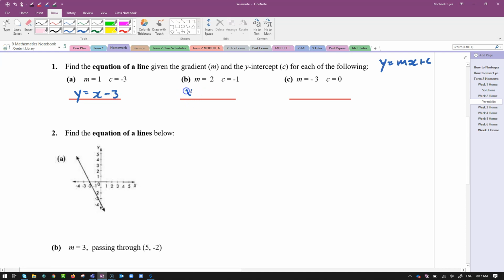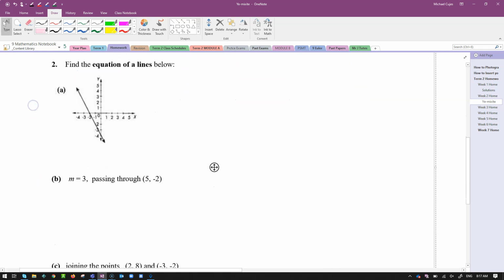Gradient of 2, y-intercept of negative 1. Y equals 2x minus 1. Gradient of negative 3, y equals negative 3x. I don't need to write plus 0, so we're done. That's it. Those sorts of questions, they'll be giveaway marks in the exam. There'll be 1 or 2 of those. Might be asking you to write the equation, or I might say, tell me the gradient. Tell me the y-intercept. You should be able to do that very easily.